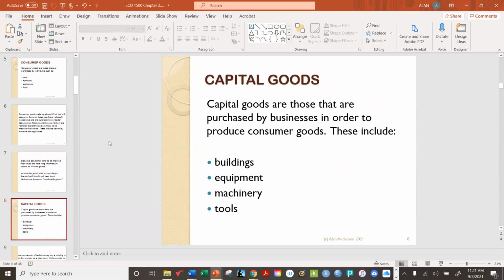Okay, now the capital goods, these are meant for businesses, and the only reason they buy these is to produce consumer goods, okay? Buildings. Obviously, to run a business, you have to have a building. Now, you can rent it, but you also might want to buy it. And so let's say you buy an office building in Manhattan and you're going to use that to produce software. Well, that is a capital good because you're buying the building not to live in it, but to produce goods and services.